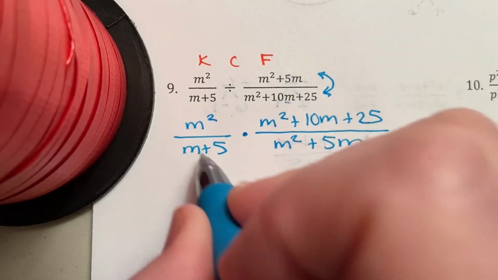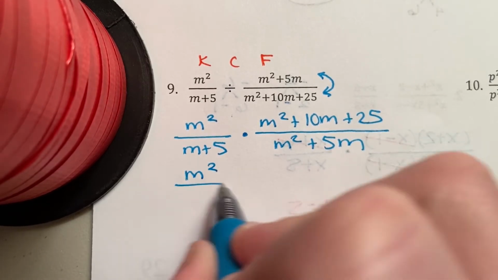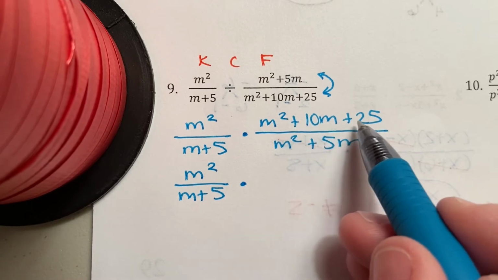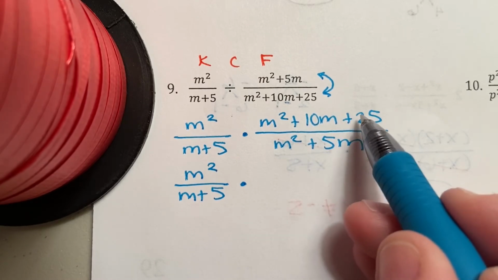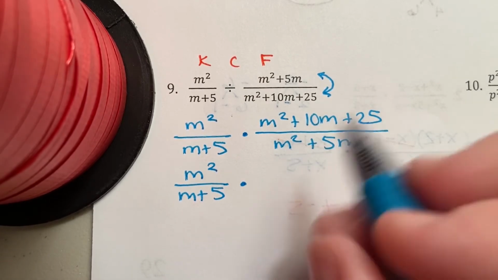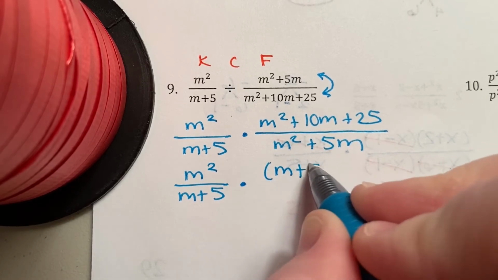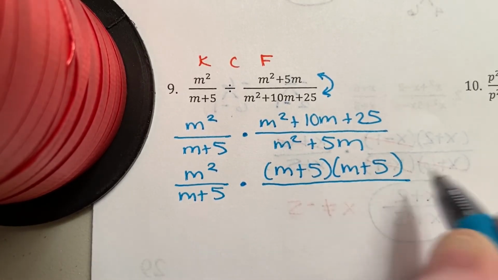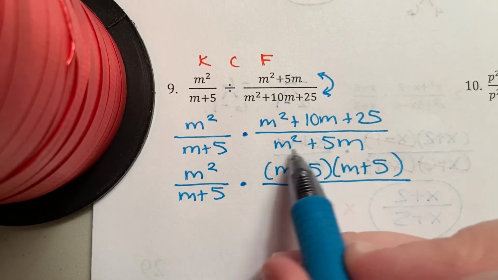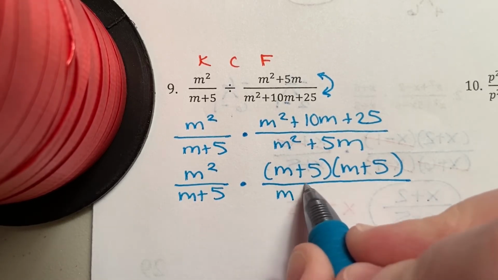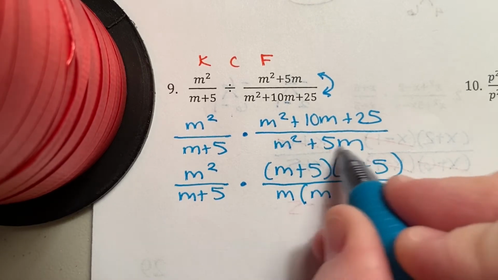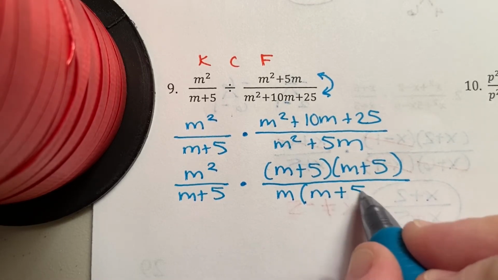On this left side, nothing factors, so that stays the same. But on the right side, we can multiply 5 and 5 because those also add together to give me 10. So m plus 5, m plus 5. In the denominator, I have a GCF because they both have an m in common. If I divide out an m, that leaves me with m. If I divide out an m here, that leaves me with m plus 5.